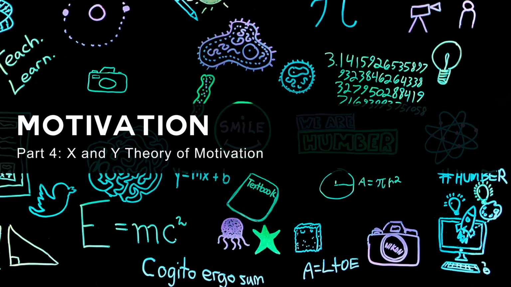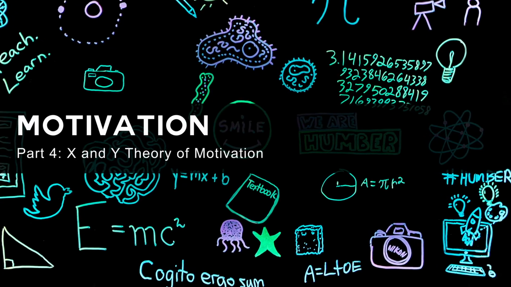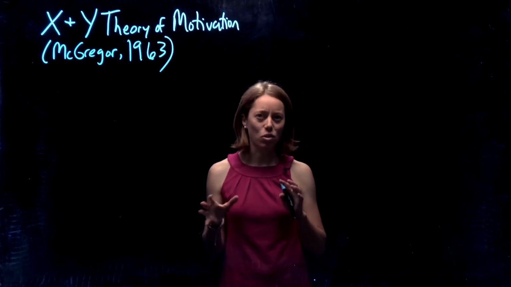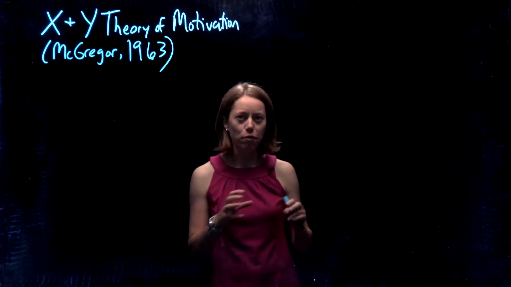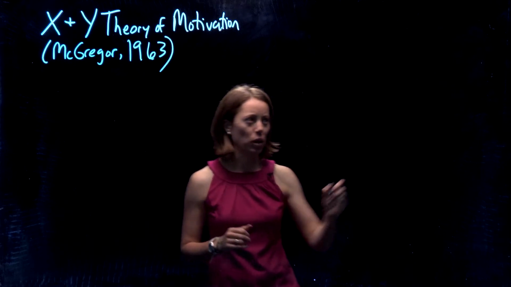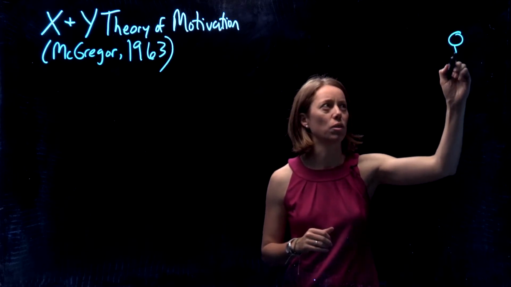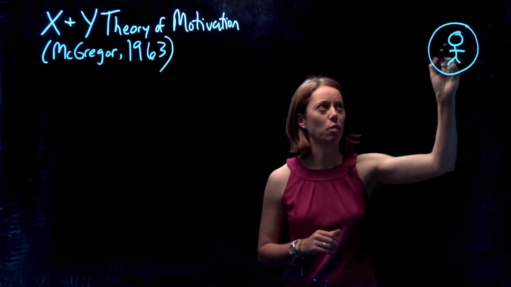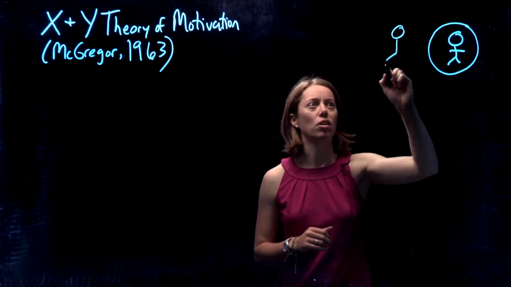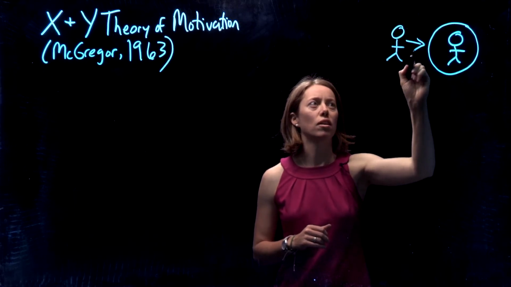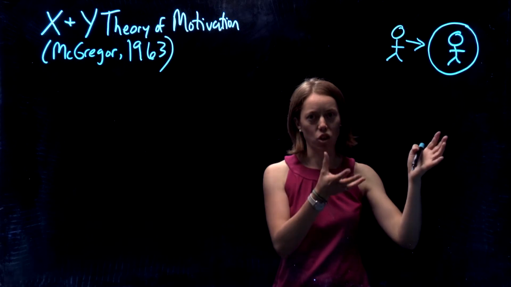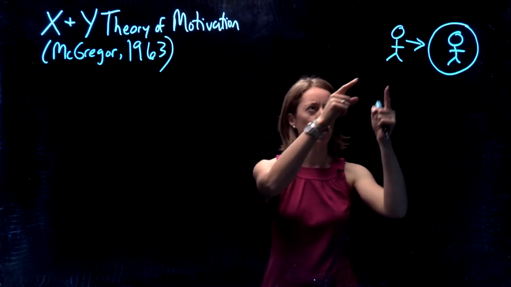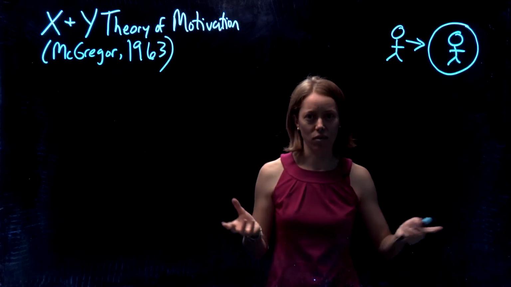Hi, I'd like to introduce you to McGregor's X and Y theory of motivation. When we look back to those three variables that influence individuals' motivation within organizations, remember we have the individual. We have their job and task environment, as well as the manager and how the manager influences that individual in the job task environment. McGregor's X and Y theory of motivation centers on how the manager sees the individual.